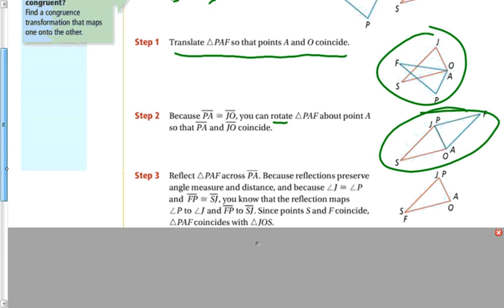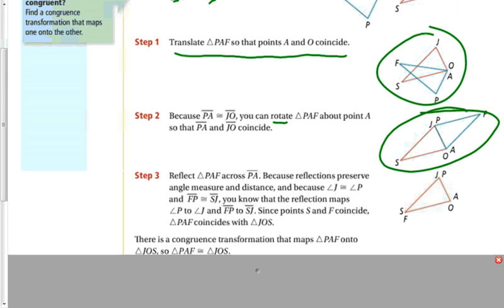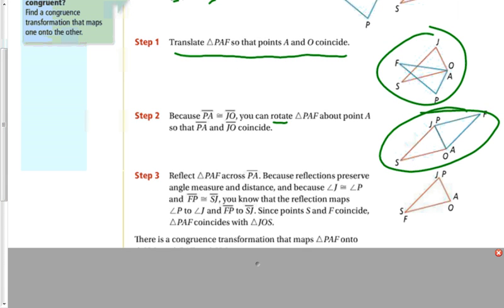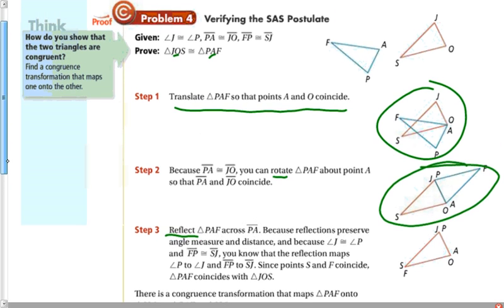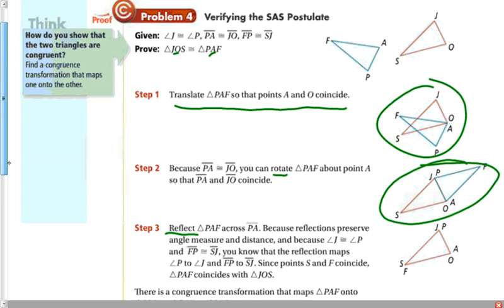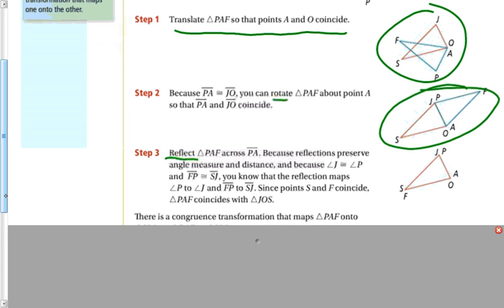If you reflect it over the line JO or PA, since we know that the angle measures J and P match up, we have enough now to prove that they are congruent. We know that the points coincide. We know that angle J and angle P are congruent, and FP and SJ are congruent.